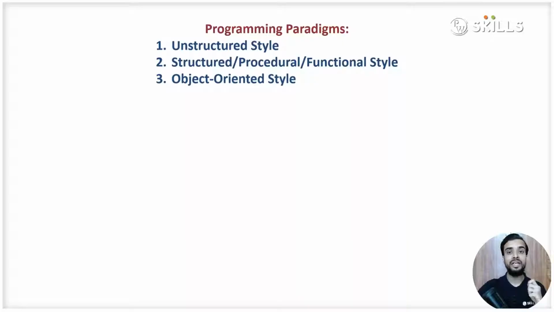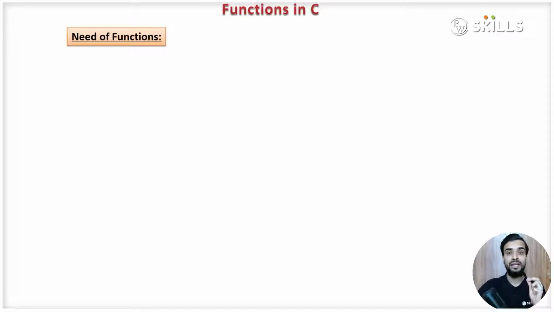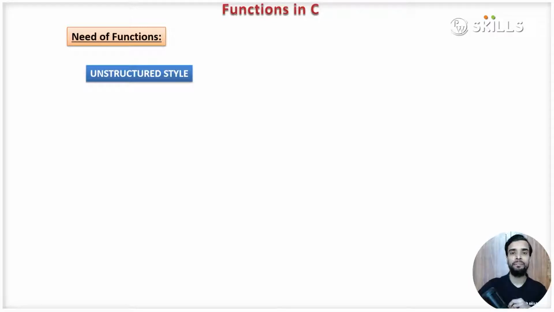Now, let us immediately dive into the concept of functions in C language, before which I would like to understand what led the creators of different programming languages to first introduce this feature called functions in their programming languages. In other words, I would like to understand the origin of functions. What was the need for this particular concept in those programming languages? For which we will have to once again understand the difference between the unstructured style of programming and the structured style of programming.